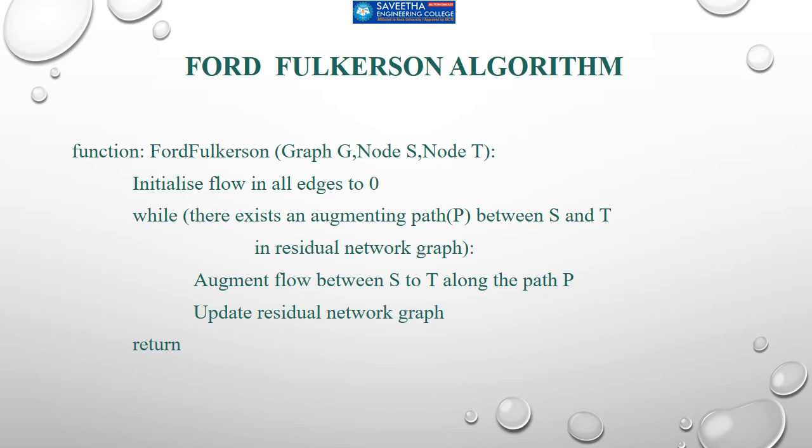Then while there exists an augmenting path P between S and T in the residual network graph, we have to augment flow between S and T along the path P. That is what we were doing. Augmenting means adding the values. Initially it was 4, then we made it 11 and 19, and then it finally ended with 23. So we augment the flow between S and T along the path P, which we find each time. Update the residual network graph. That is what we were doing. And finally when I return, I will get the maximum flow value.